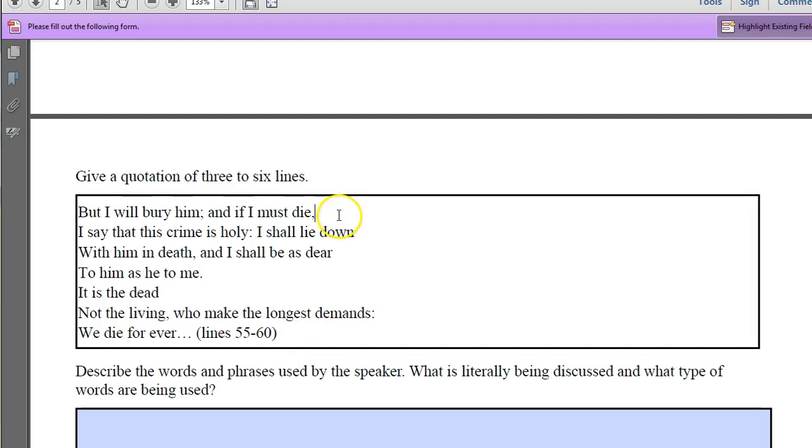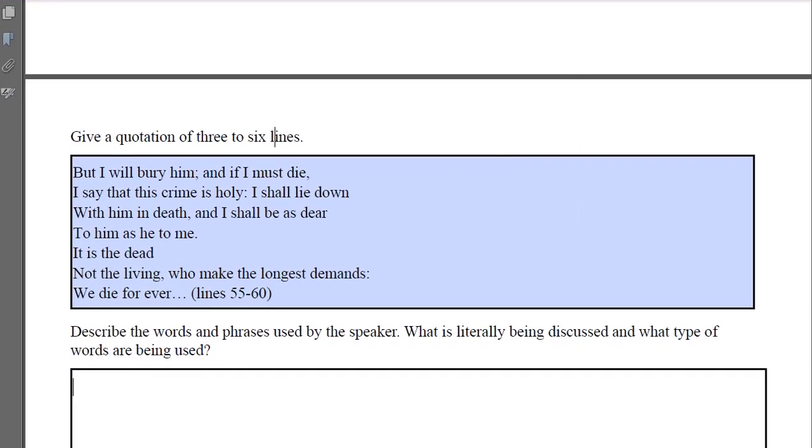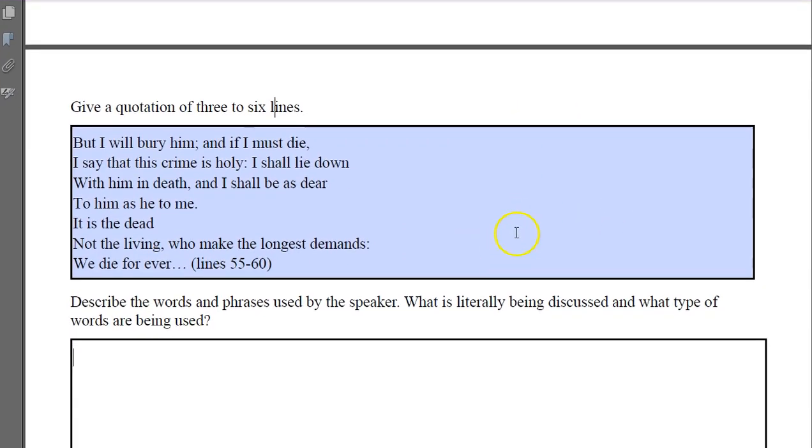All that really makes you do is get yourself a long enough quotation, a quotation of 3 to 6 lines. Okay, cool, I've got it. Now let's go to the next section. Notice what this sheet does: it walks you through the metaphor machine, basically. Describe the words and phrases used by the speaker. That's all I'm doing, walking you through it.